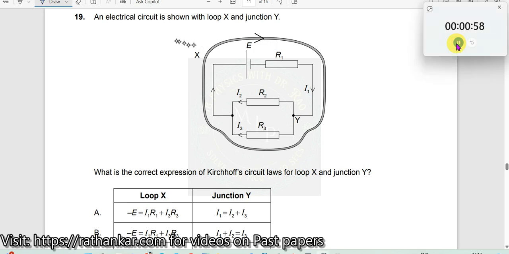Question number 19. An electrical circuit is shown with loop X and junction Y. This is your loop X and this is your junction Y. Then what is the correct expression for the Kirchhoff circuit laws for the loop X and junction Y? So he is asking you to verify the KVL and KCL here.